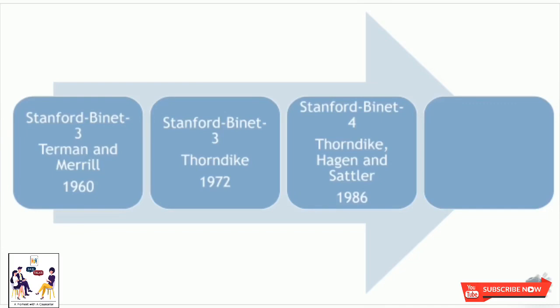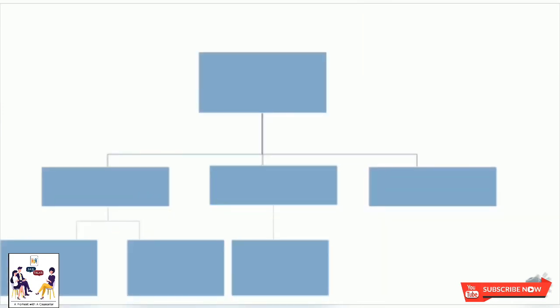The latest version of the Stanford-Binet scale is Stanford-Binet 5 or SB5, which was developed by Roid in the year 2003. Now we will be moving on to the theoretical concepts in the Stanford-Binet scale.